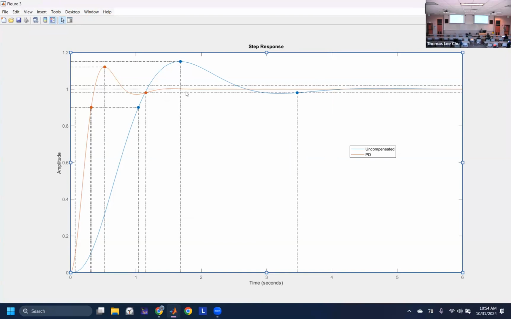Anyway, so this is a PD controller. One thing about this, since this system is already a type 1 system, it will have a 0 steady state error. But if I were to do a ramp input to the system, the PD controller might have a lower steady state error because the gain is higher. We're using a higher gain now. Are there any questions?